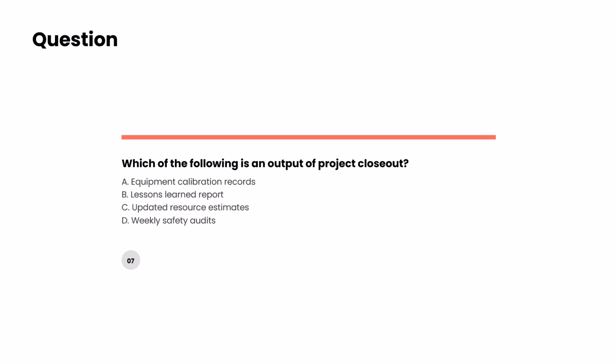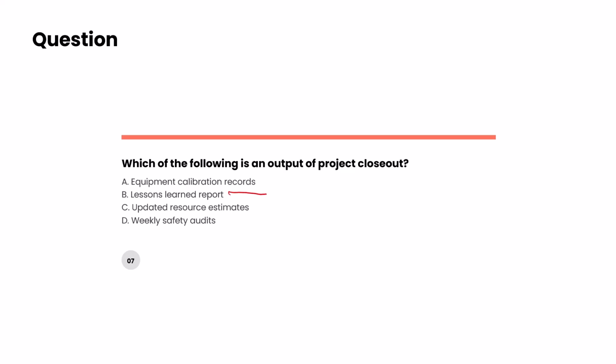Coming to question number 7. Which of the following is an output of project closeout? Equipment calibration records? Probably, yeah, because as a part of closeout, you might have to put these calibration records somewhere in the data book. It might be the answer. Second choice is the lessons learned report. That's very important because when the project gets completed, you need to make a lessons learned report so that your next project is better. So this looks like a strong candidate.